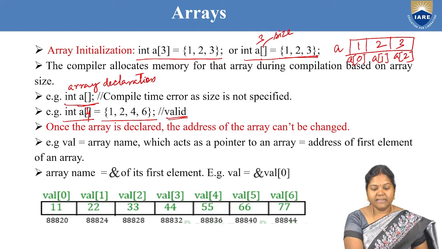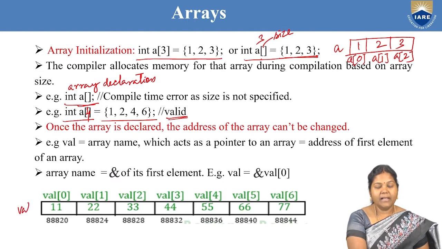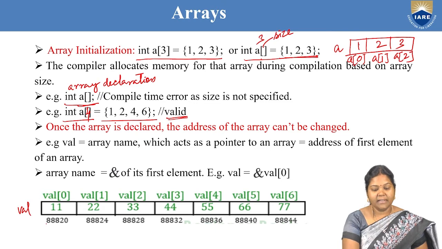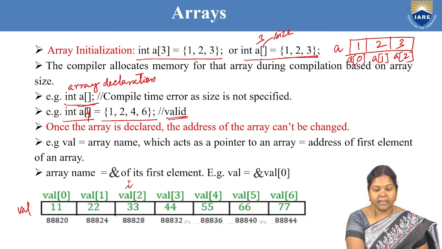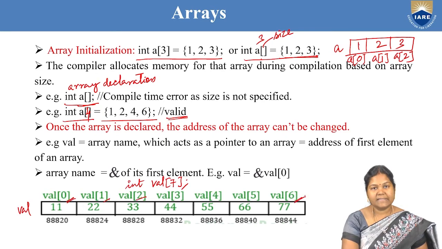Now, in this example, val is an array. Suppose I am writing int val of 7. In this array declaration, these are the indices: val of 0, 1, 2 and up to val of 6. Next, whenever the array is declared, memory is allocated for storing 7 integers. So, what is the size of this array?